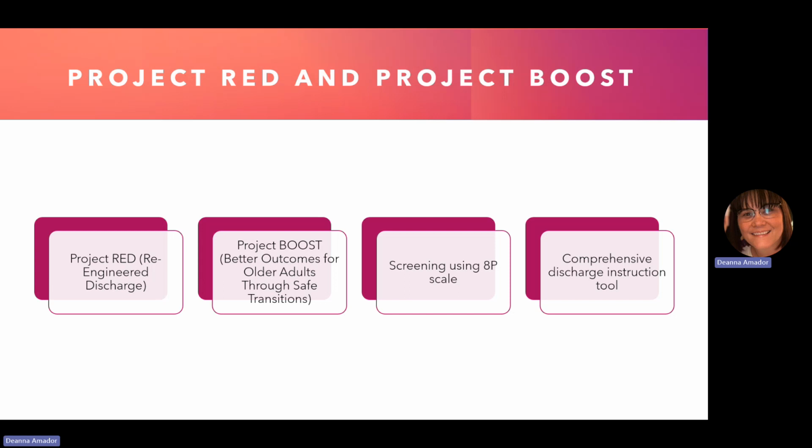And what they do here is on admission, they identify patients that are at risk for readmission. So they do this right at admission. And by doing this, they're able to reduce a 30-day readmission rate, decrease the length of stay, and improve communication of patient information during discharge.